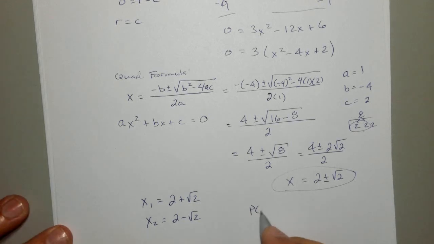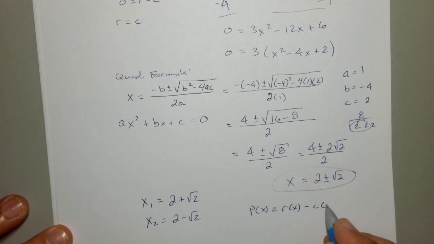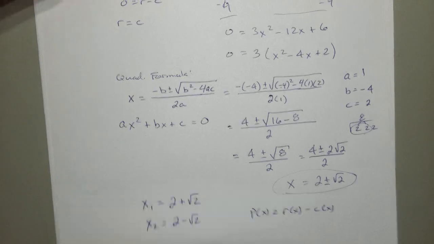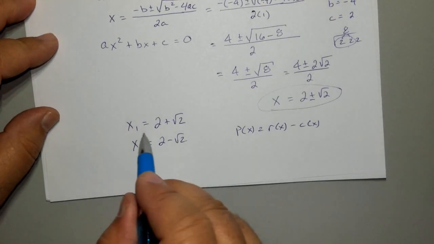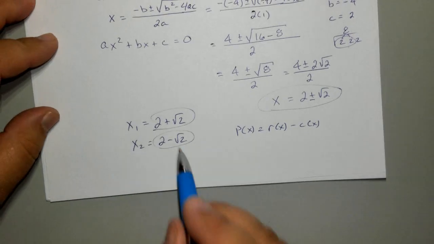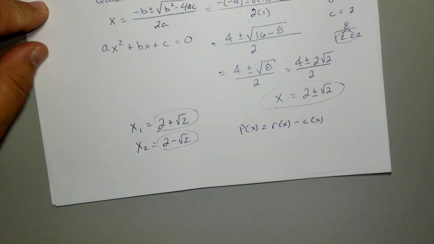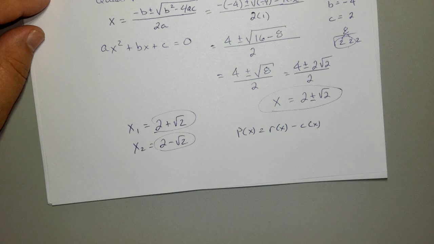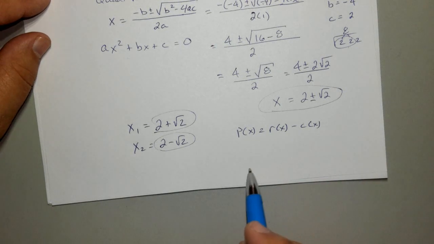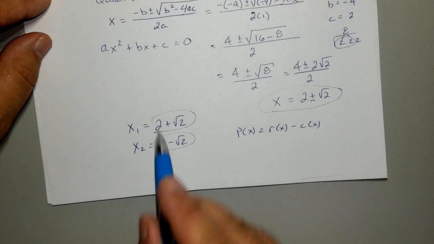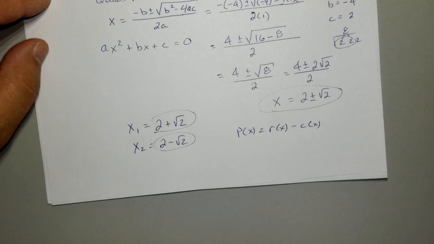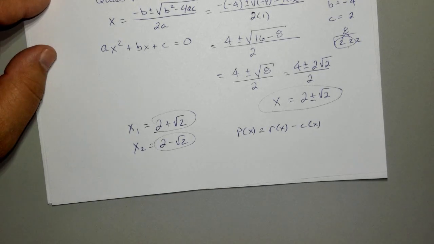Remember, profit is revenue minus cost. So you have to find the revenue and the cost with both of those values in there. Subtract them, and look at which one's the highest. And that'll tell you which one of your production levels that we have.